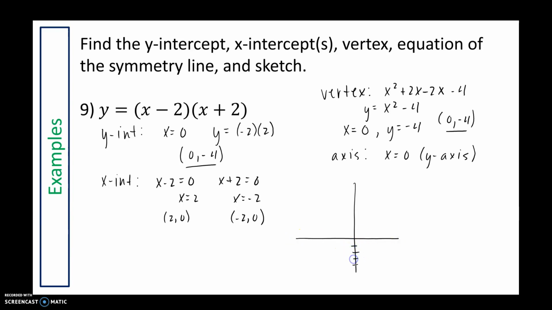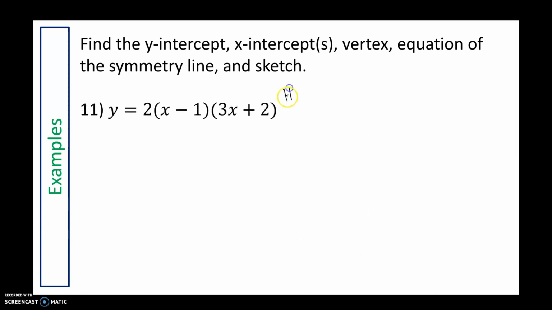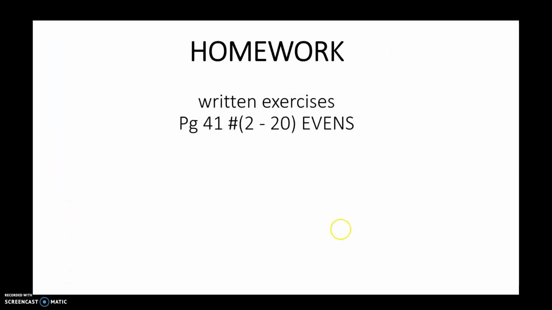1, 2, 3. So y-intercept and vertex, x-intercept at 2, x-intercept at negative 2. My parabola opens up. So there's my sketch. Okay, complete this and disregard this for now. So you have quite a few problems to do on your own.